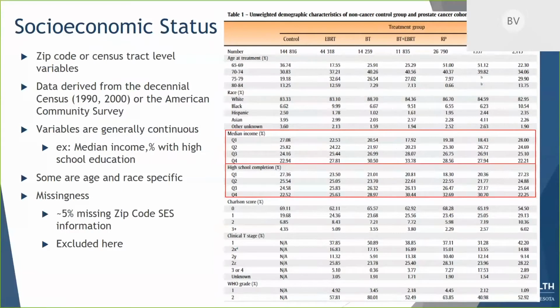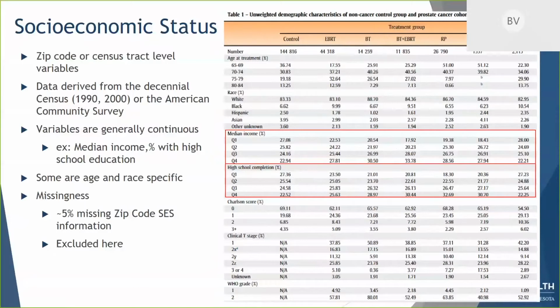Socioeconomic status, people often want to know how well off people are, because that may determine the ability to pay for treatment, to access treatment. We are limited to zip code or census tract level variables for this. We don't have individual household income or education levels. So we rely on the zip code or census tract level. And that still tells you something, right? It tells you where they live, how's everybody around them doing. And it's a pretty good indicator.